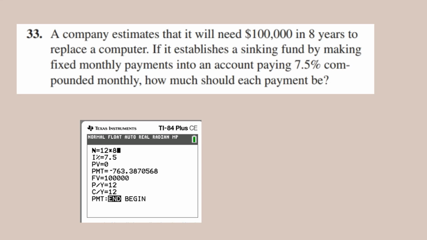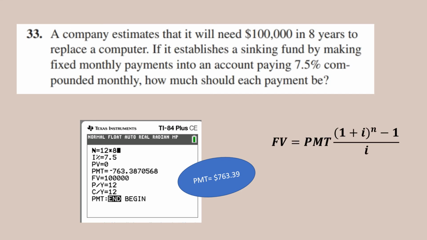Interest I is 7.5 and the future value is 100,000. Payments per year and compounding periods per year, both are 12. And we are interested in finding the payment to be made every month. So we have to move our cursor to payment, press enter, calculate to find the answer. So you get the payment as $763.35.